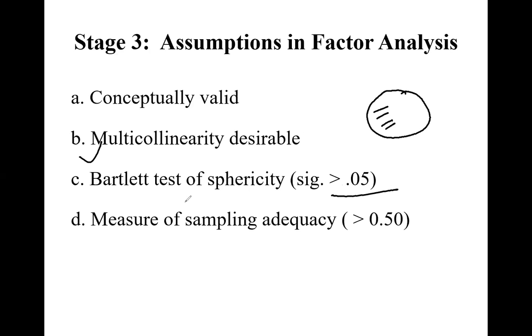And second is the Bartlett test of sphericity. It's an assumption, so its value should be significant. Measures of sampling adequacy, MSA, should be greater than 0.5. Now, how to calculate these things, I will explain.